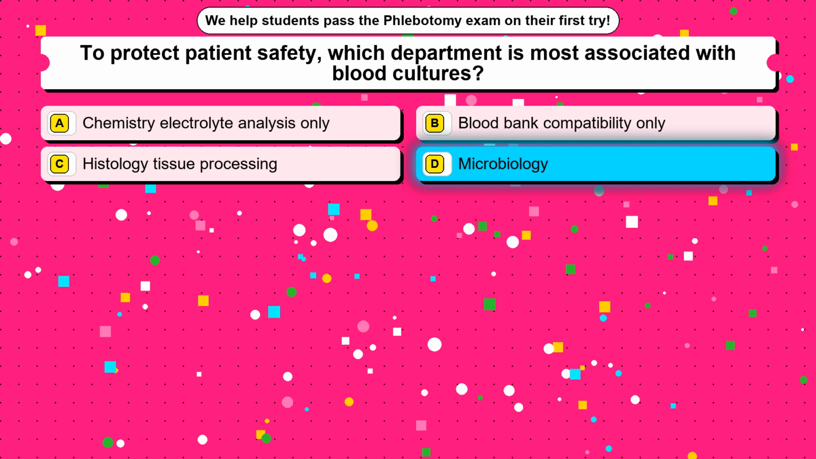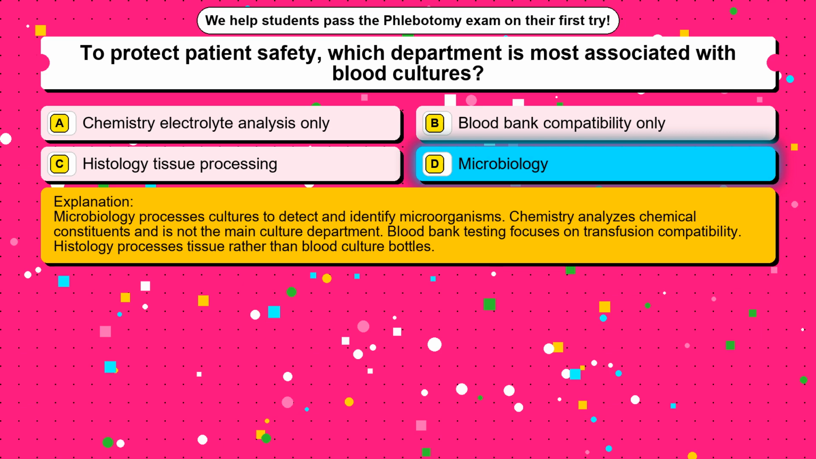Microbiology. Microbiology processes cultures to detect and identify microorganisms. Chemistry analyzes chemical constituents and is not the main culture department. Blood bank testing focuses on transfusion compatibility. Histology processes tissue rather than blood culture bottles.